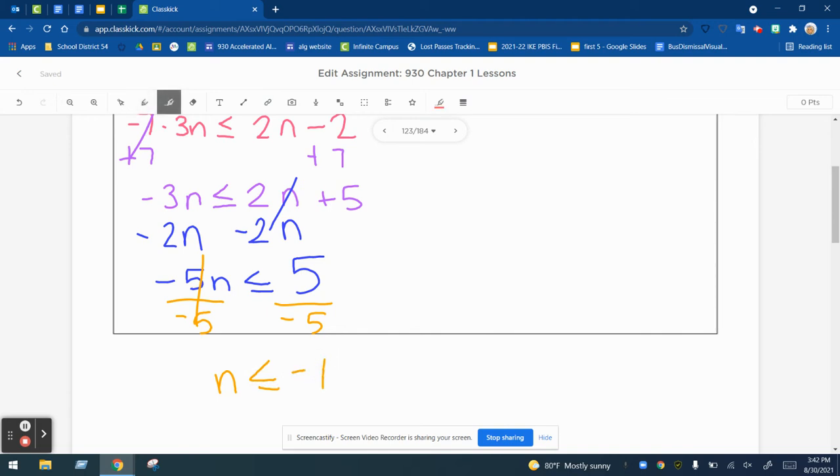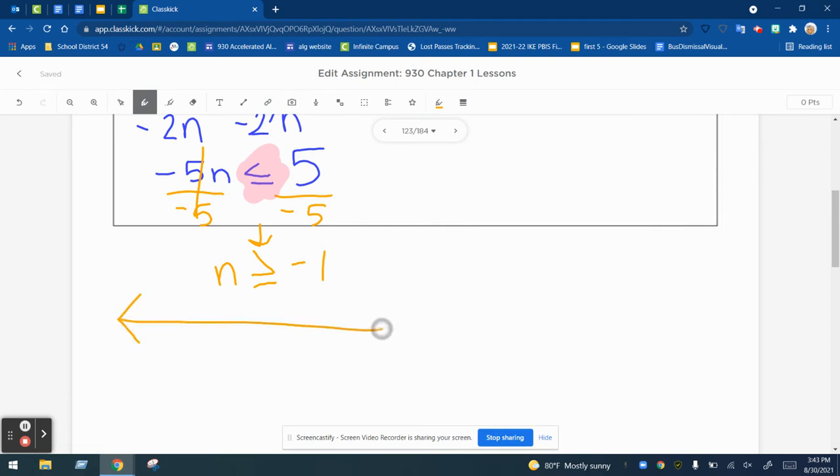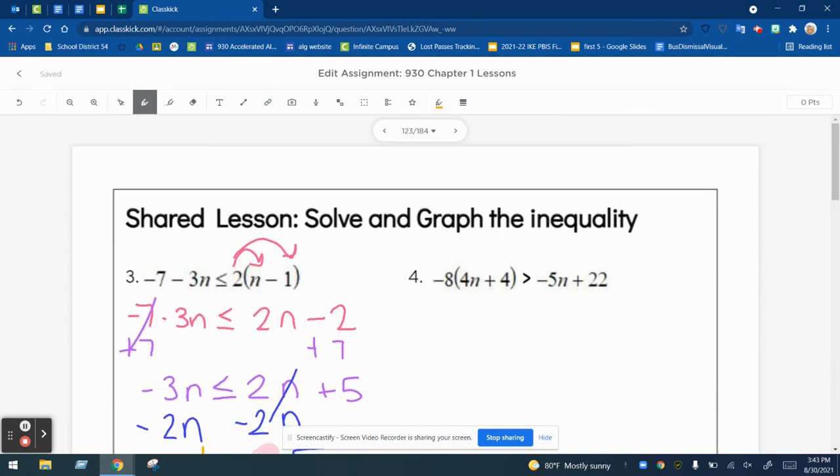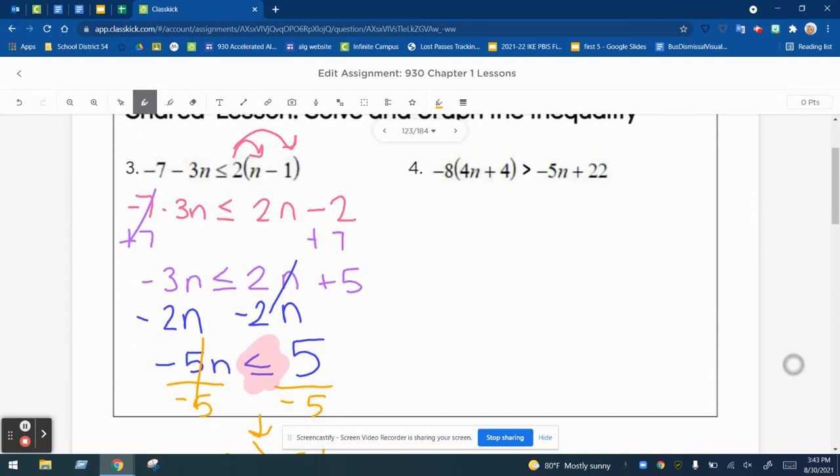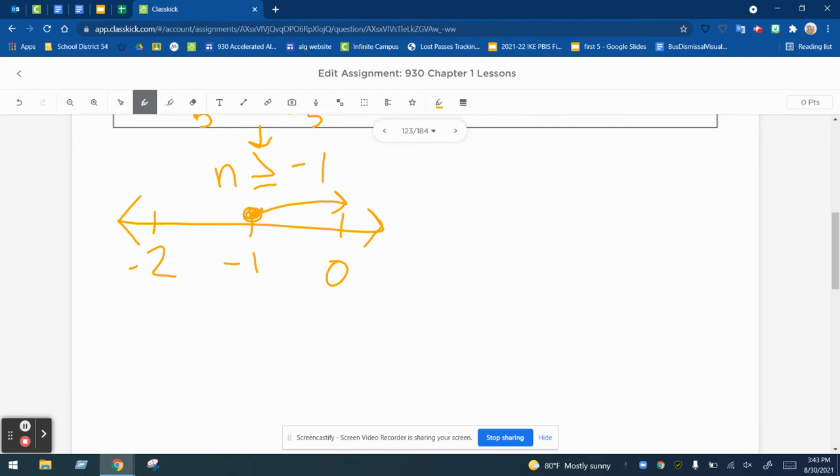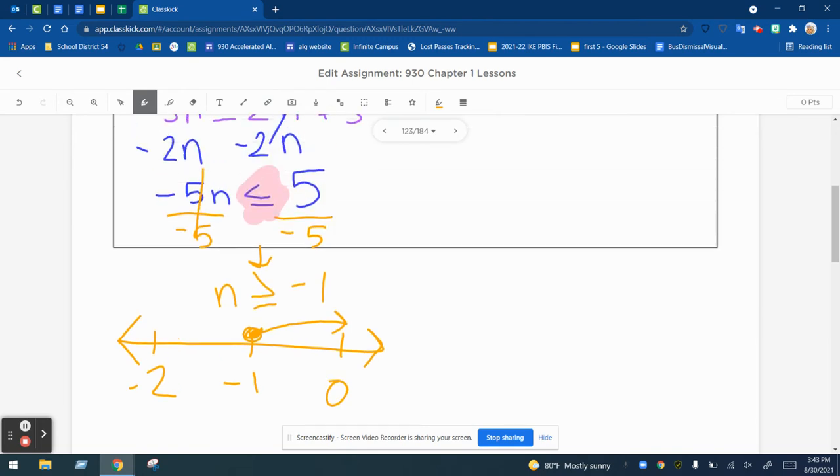Oh, but what happened? I divided by a negative, so I need to flip my sign. So it should be n is greater than or equal to negative 1. So let's go ahead and graph it. Closed circle, shade to the right. All of these are greater thans, so make sure, if you are graphing a less than, that you would shade to the left. We'll practice, I think the next one should be good. But just keep track of if you are multiplying or dividing by a negative, that you do flip that sign.